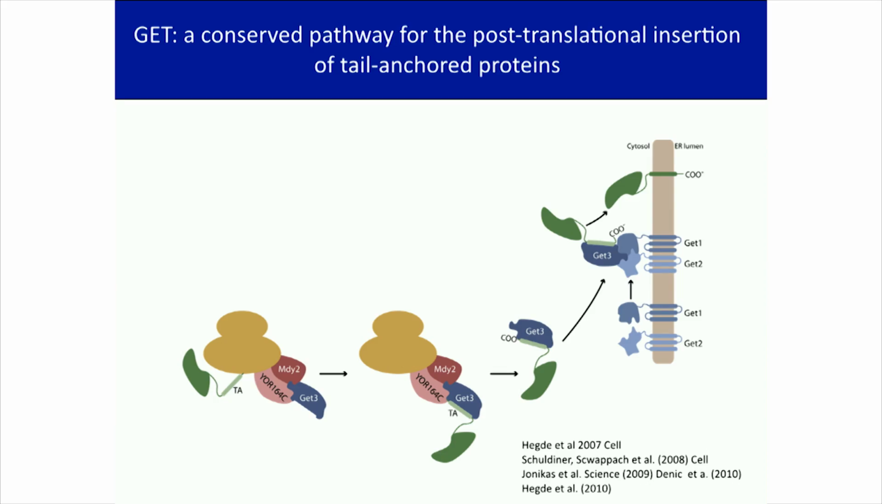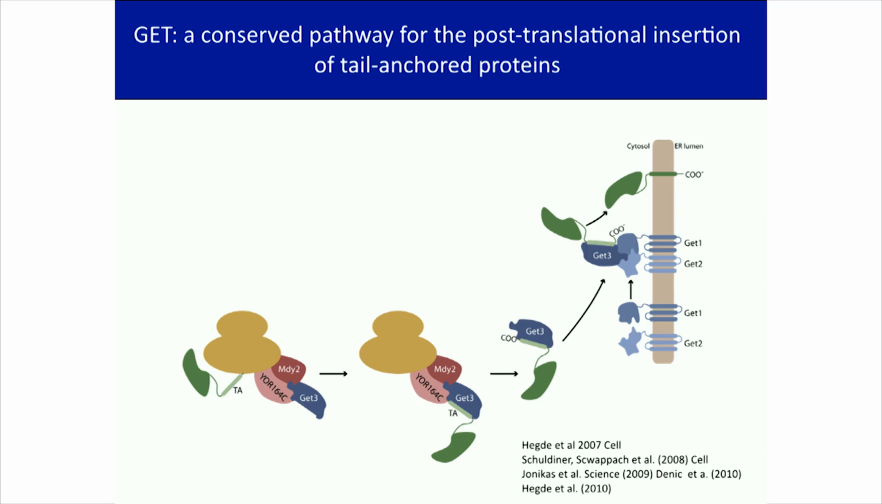But one could infer that this was unlikely to be the whole process, because proteins are going to be synthesized on the ribosome, and this tail anchor is going to be the last thing that's going to be made. So it was unclear how one would get from the synthesis of the protein to onto the GET3 complex, which would then insert it.